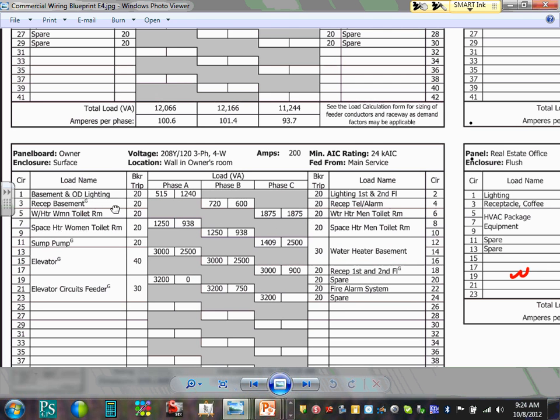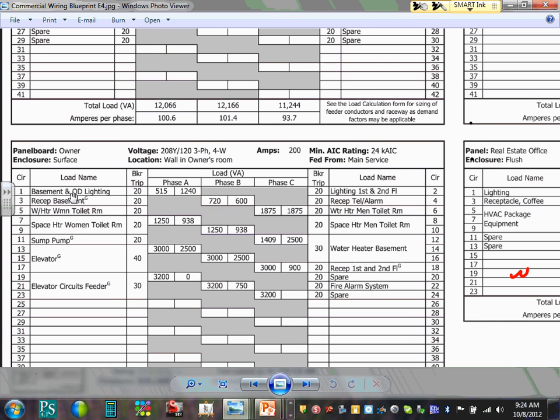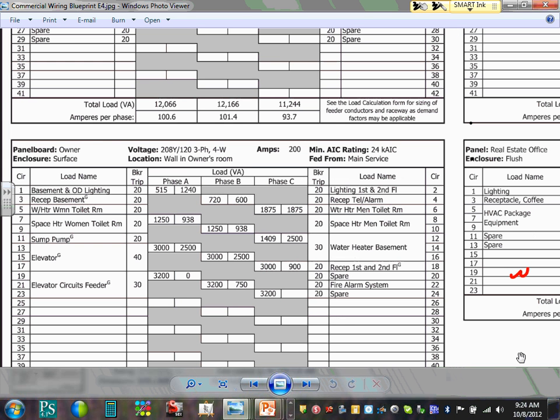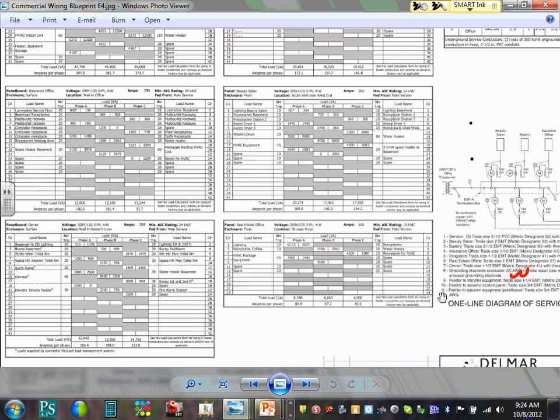Look what it's feeding, guys. It's feeding the basement and the outdoor lights, receptacles, heaters in the toilets, base heater, women's toilet, sump pump, elevator circuits, lighting in the first and second floors, the telephone, a bunch of heaters, base heaters in the men's bathroom, water heaters, a couple of spares, and the fire alarm system. Can you guys see what the owner panel is feeding? Everybody see that? Okay.